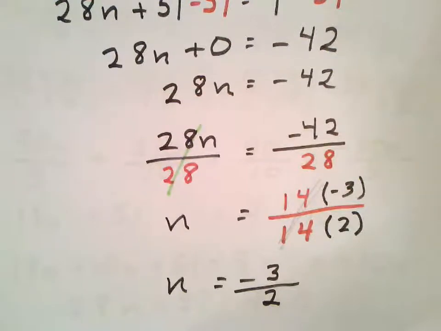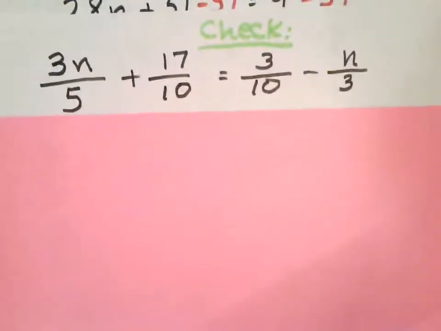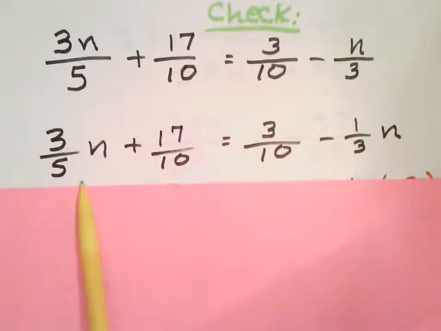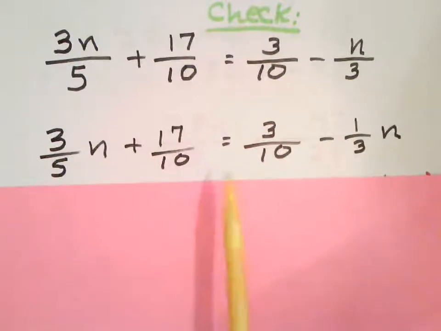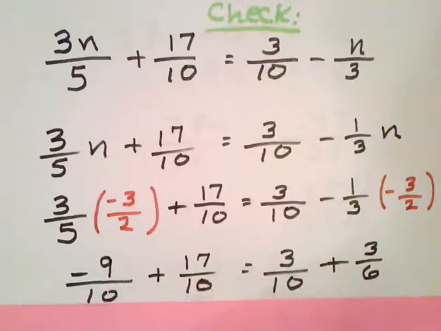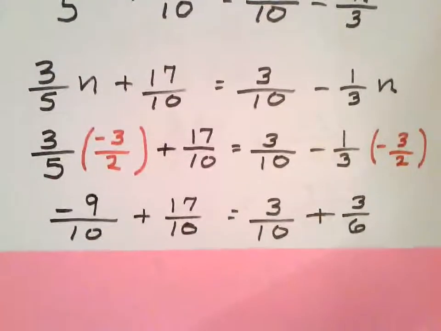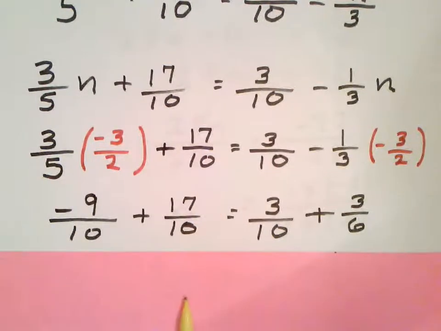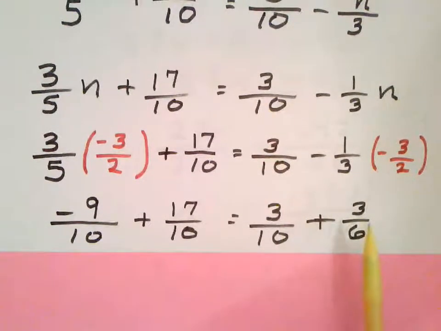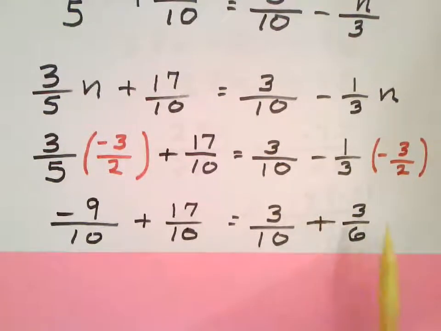And then we want to check it. Remember to write down the original problem when we check. 3n over 5 is the same thing as 3/5 times n plus 17 over 10 equals 3 over 10 minus 1/3 n. Then we're going to substitute negative 3/2 for n. And we're going to multiply the two numerators and two denominators. And we're going to get negative 9 over 10, bring down the 17 over 10, bring down the 3 over 10, multiply the two numerators and two denominators, we get, negative times negative is a positive, 3 over 6.